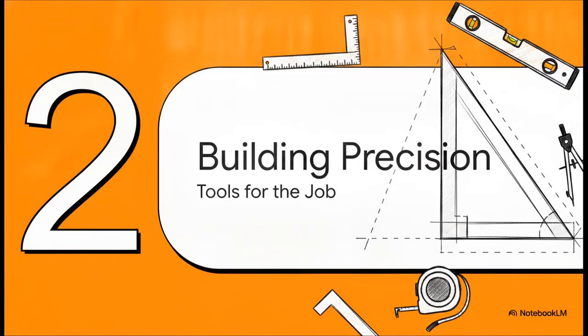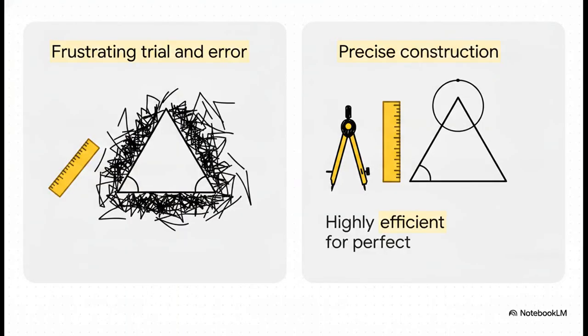Section 2. Building with precision. Tools for the job. So look at the stark difference here between just guessing and truly engineering a shape. The source material points out something really interesting. If you want to build, say, an equilateral triangle where every single side is exactly 4 centimeters, using just a ruler, it's incredibly frustrating. You draw the 4-centimeter base, and then you just kind of guess the angle for the next side, right? Hoping that remaining gap magically equals 4 centimeters. It's just slow, repeated trial and error.